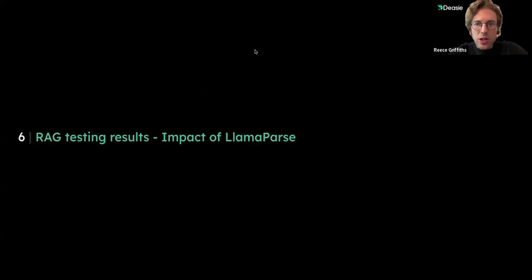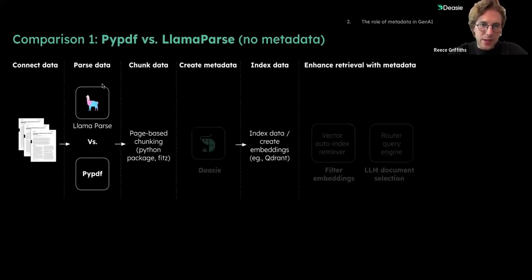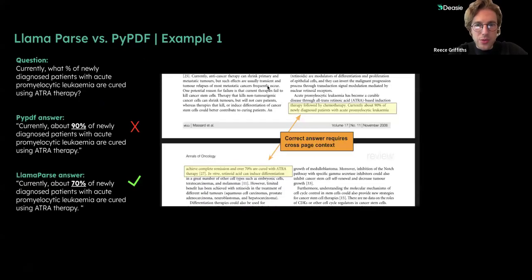So firstly, we'll look at a couple of examples where using LlamaParse enabled a correct answer to be derived, whereas when we used the simple text splitting and transformation with PyPDF, the LLM pulled the wrong answer. So basically, the comparison here is no metadata, but comparing LlamaParse with PyPDF. We'll show you two examples. So Jerry, I'll give a quick overview, and then I'll let you build on anything here.